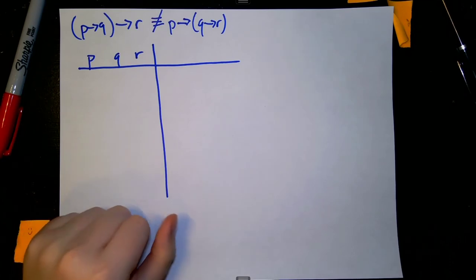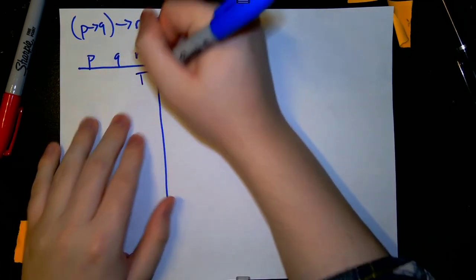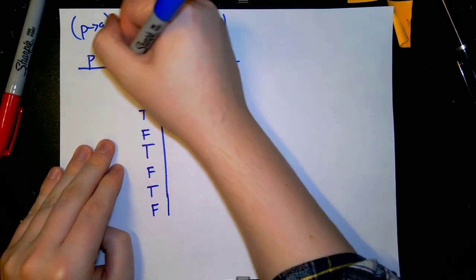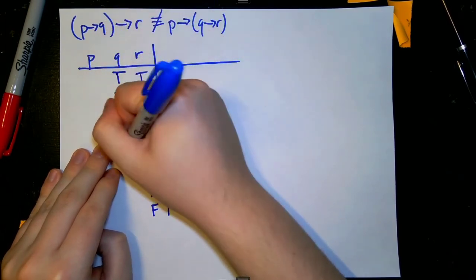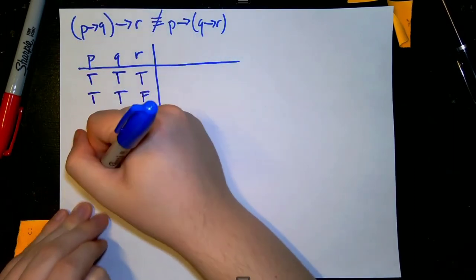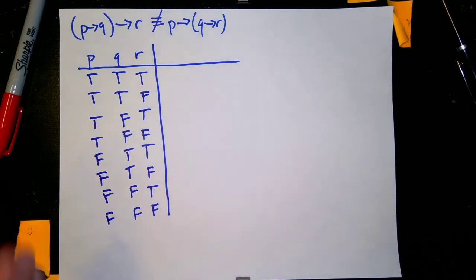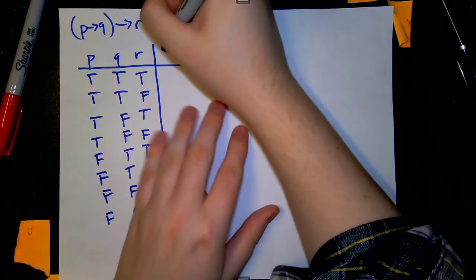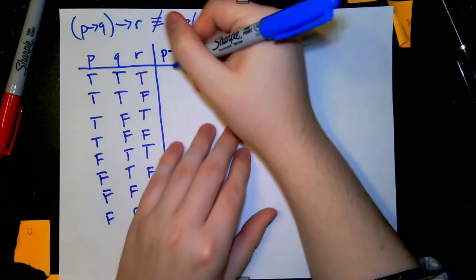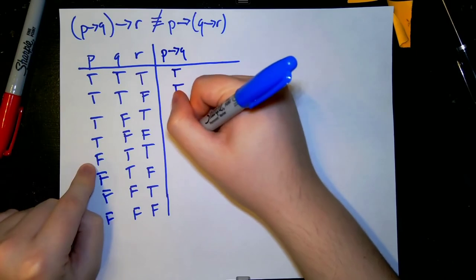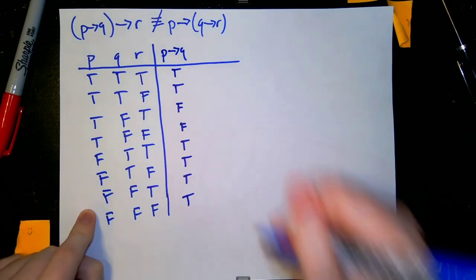So in this case, we have a three-variable truth table, so we'll set it up like we did before. True, false, true, false, true, false, true, false, true, true, false, false, true, true, false, false, true, true, true, true, false, false, false, false. And if you follow this pattern, it actually gives you every single combination of values for our propositional inputs. Now what I'll do first is look at if P then Q. So this will be true, true, false, false, true, true, true, true.